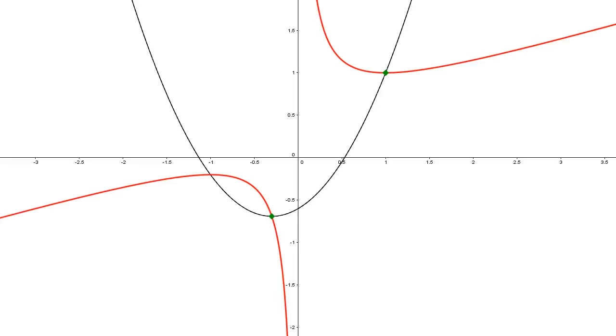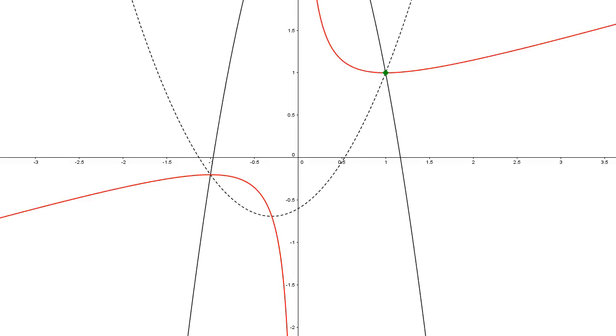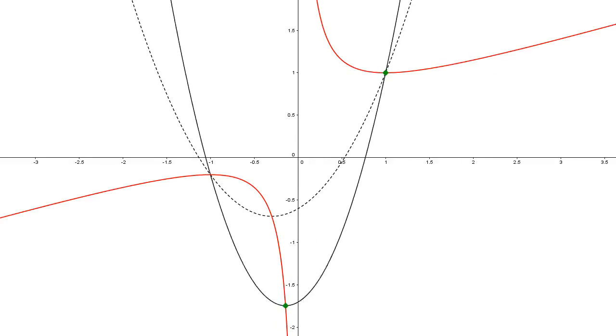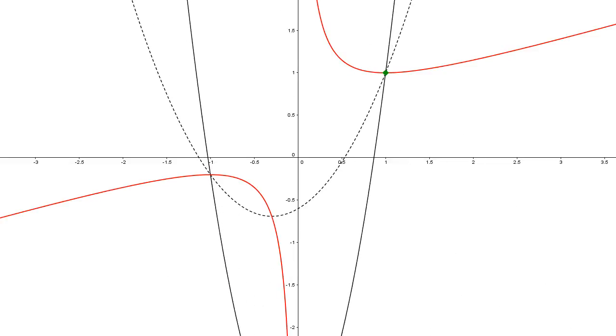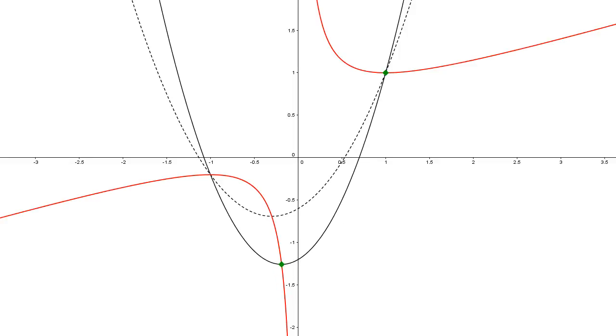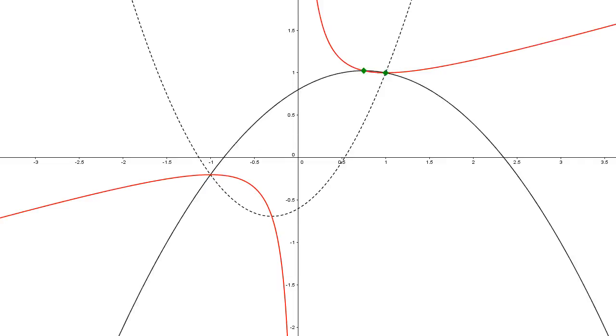Boom. Hold the phone. That's not a parabola anymore. That's some sort of other shape. Well, students could explore, what does this other shape appear to be? To my eye, it kind of looks like some sort of tilted hyperbola.